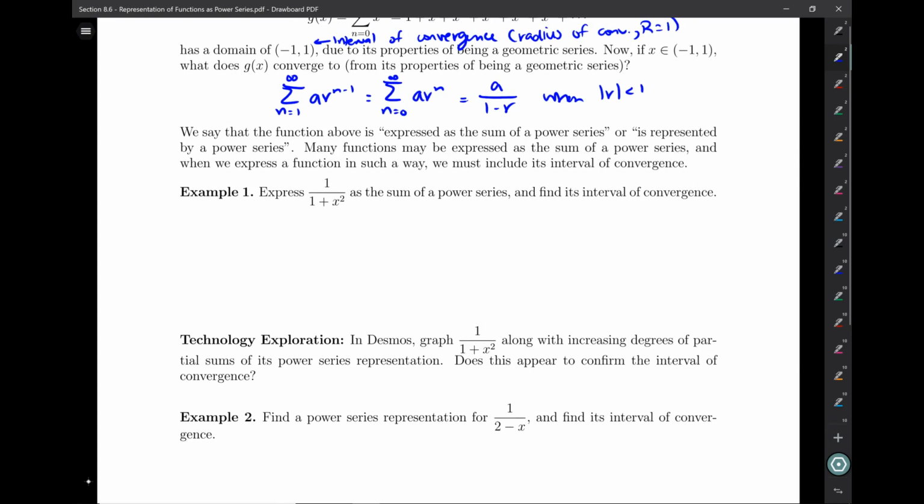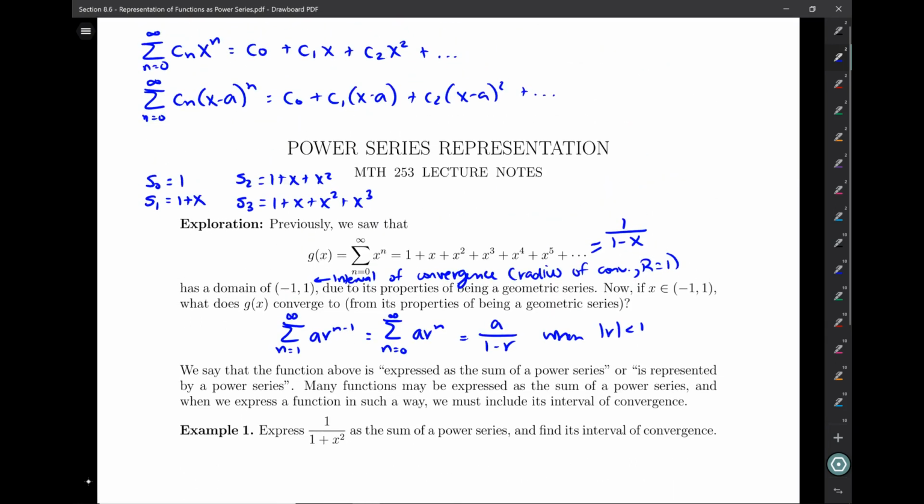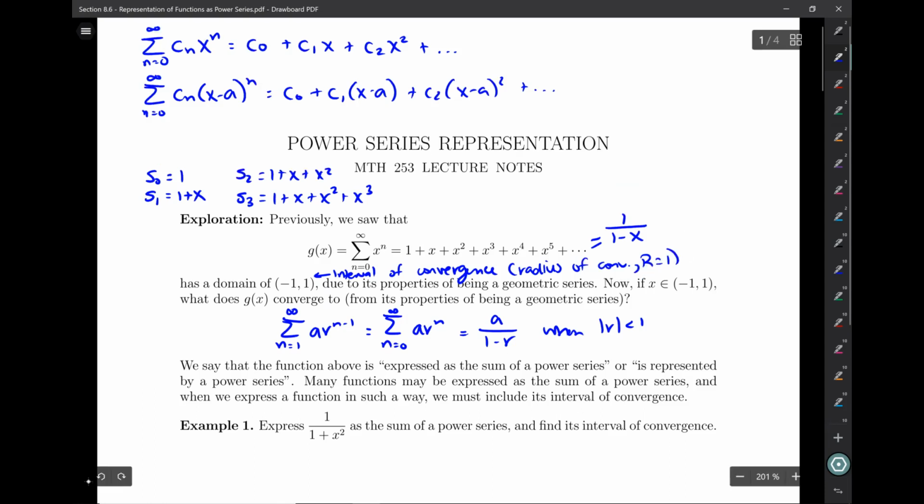And really, all of these next examples are going to be finding power series representations for functions that are similar to this one here.